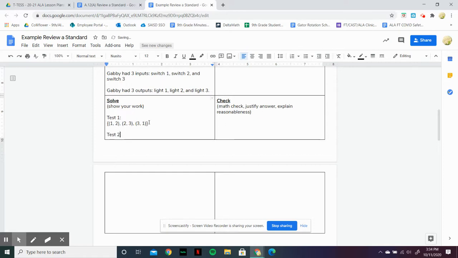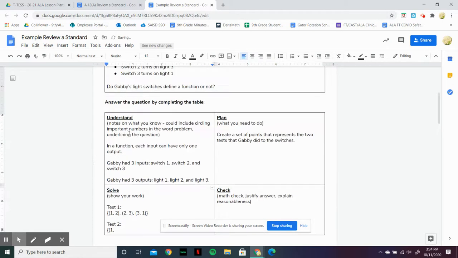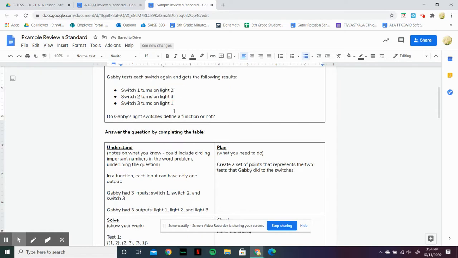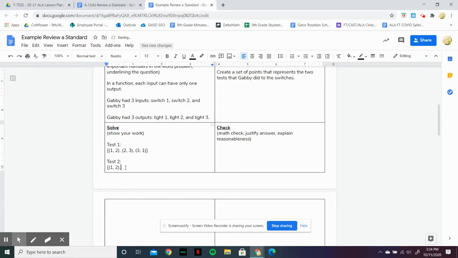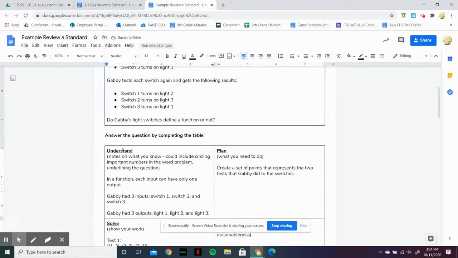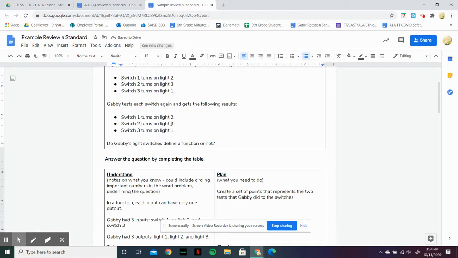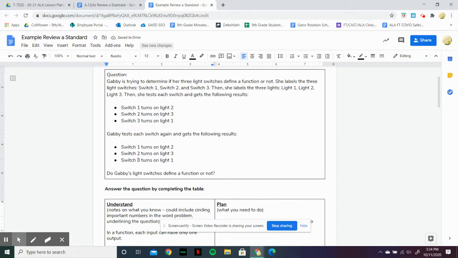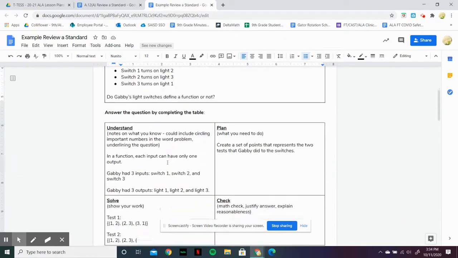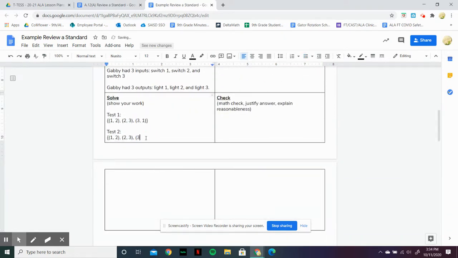In the second test, she tested switch 1. She got light 2. Gonna keep doing that. When she tested light switch 2, she got on the light number 3. So my input was 2, output was 3. Finally, she tested input switch 3, and the output that she got was light 1.